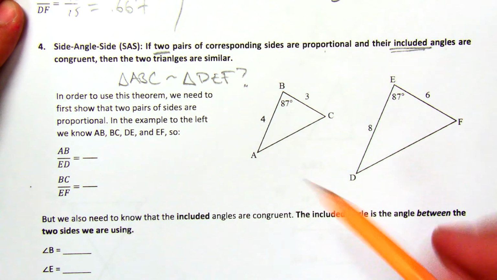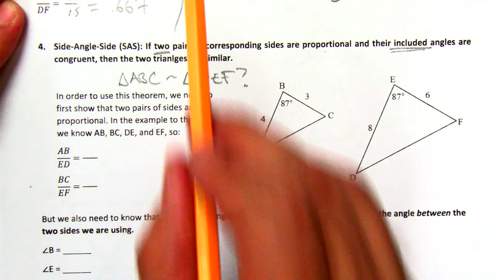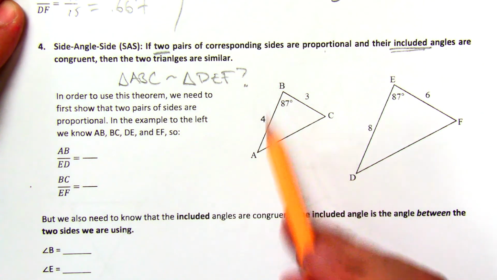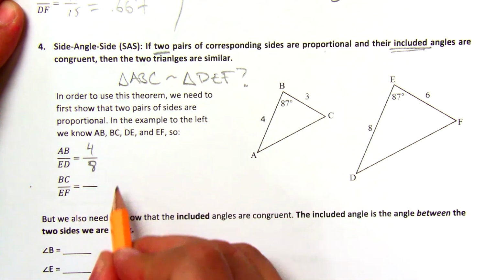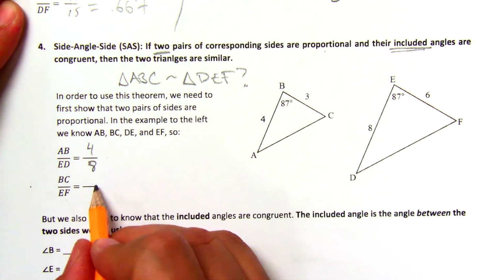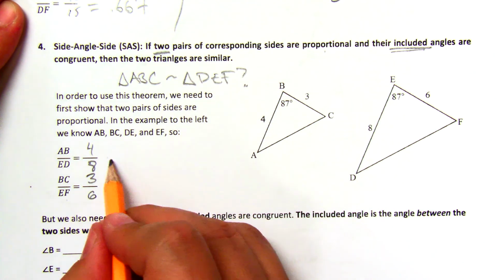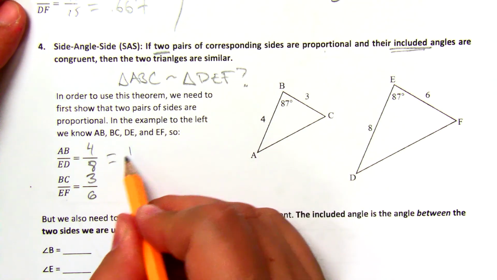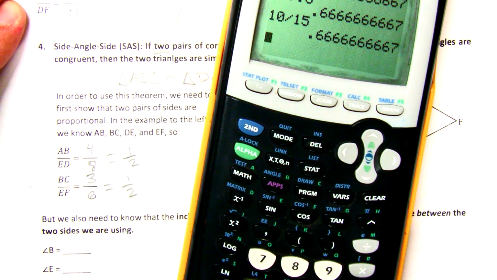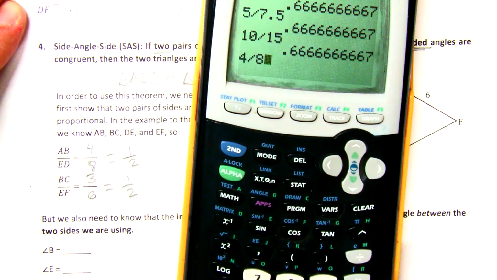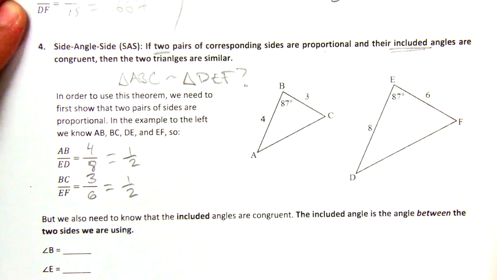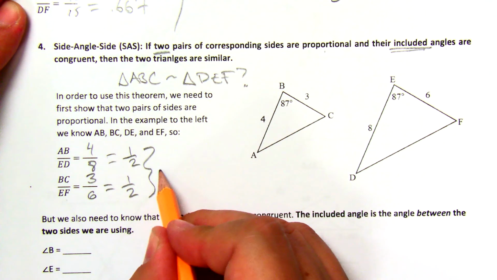Well, let's look at the proportions again. Just like we did with side-side-side, we're going to look at the proportions. AB goes with DE, and that's 4 over 8. BC goes with EF, BC is 3, EF is 6. Now, however you want to do this, 4/8 is the same as 1/2. 3/6 is the same as 1/2. If you want to do it in your calculator, fine. 4 divided by 8 is 0.5. 3 divided by 6 is 0.5. Point is that these two are equal.